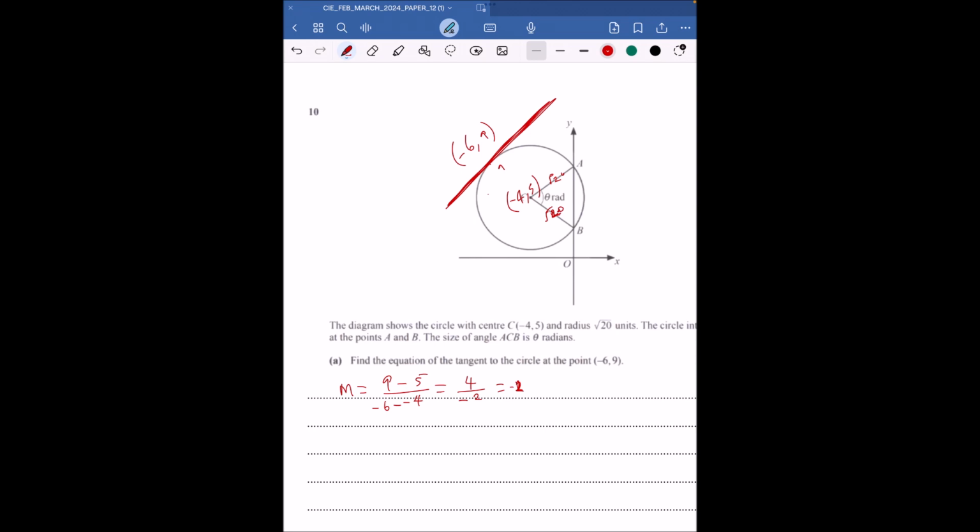Line CP. So the perpendicular gradient, the tangent, will be 1 over 2. Negative reciprocal. So again, y minus 9 is equal to 1 over 2 times x minus minus 6. So y minus 9 is equal to 1 over 2.